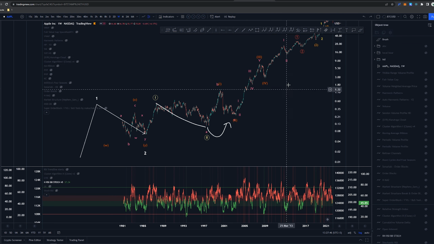But yeah, for this one, I'm just going to be going with this count where we have this wave 2 here, and this is 1, 2, 3, 4. For the wave 4 here, we would have this as a 3-wave structure like so, and then another 5-wave structure into another wave 1. In here, we would have a divergence at the very tip top, giving a signal, okay, there is some kind of 5-wave move here.